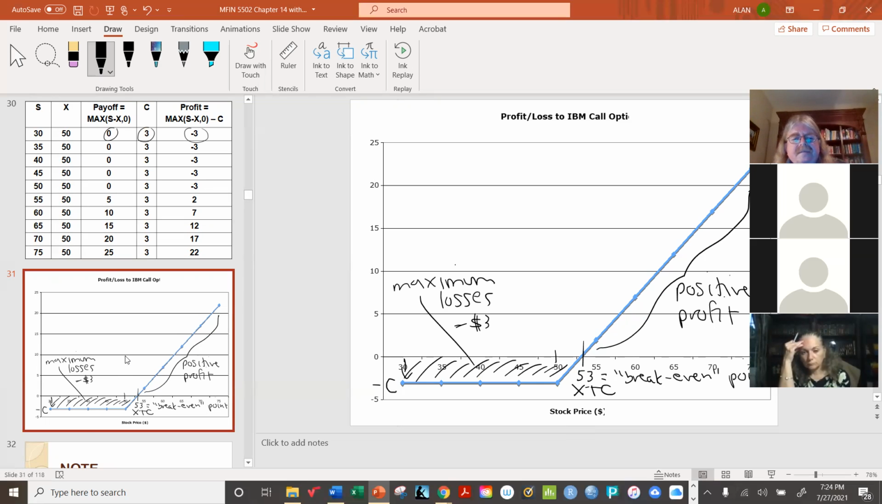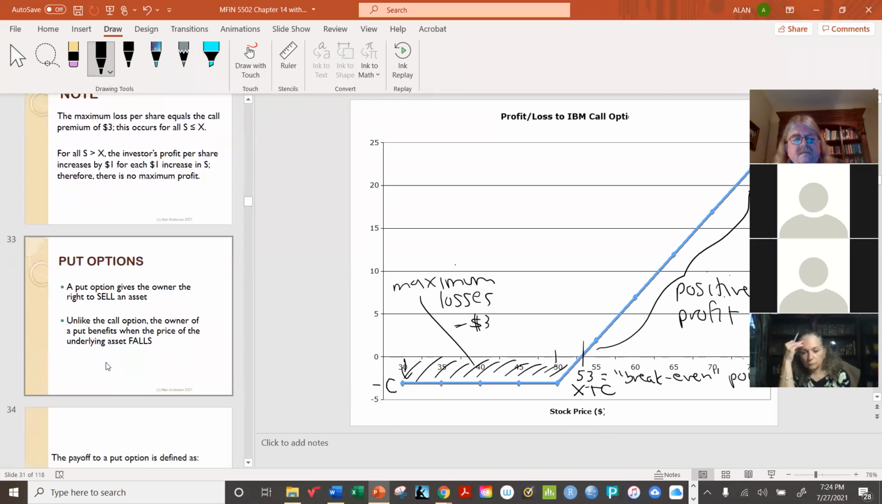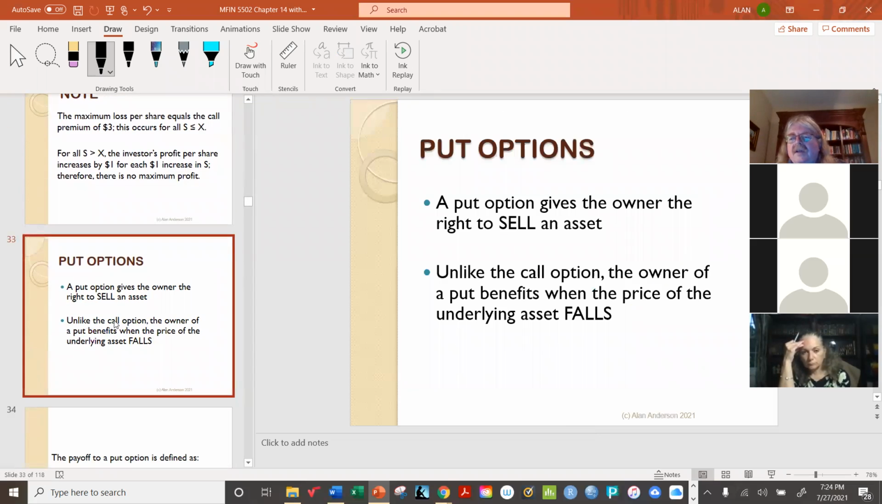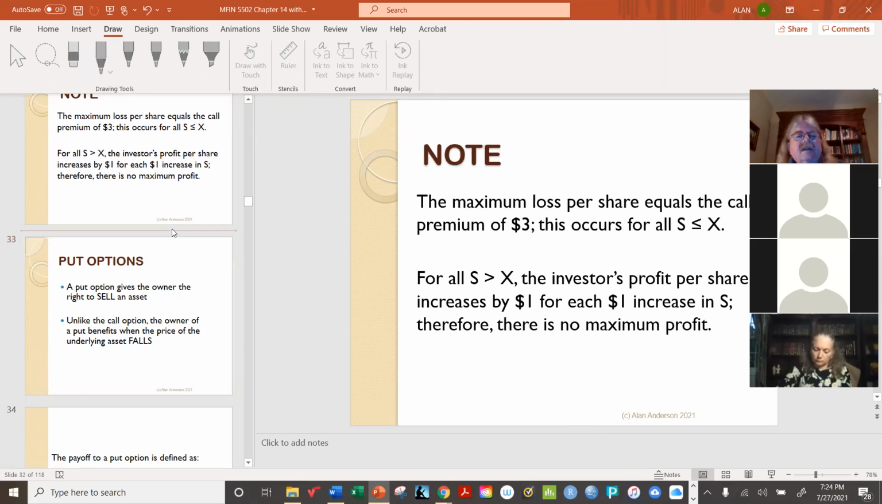So anyway, now it's time to look at the puts. Now the puts are the ones that give you the right to sell. And one more thing, let me sneak this in here.